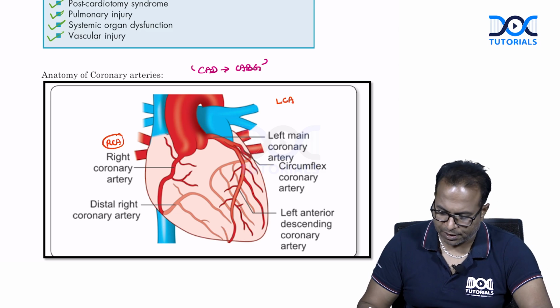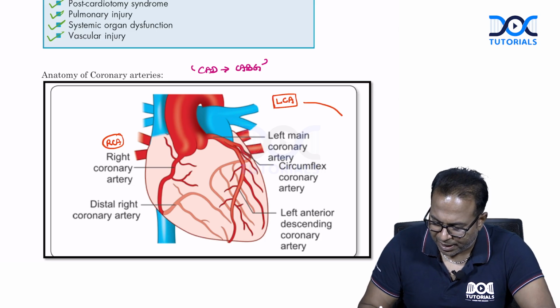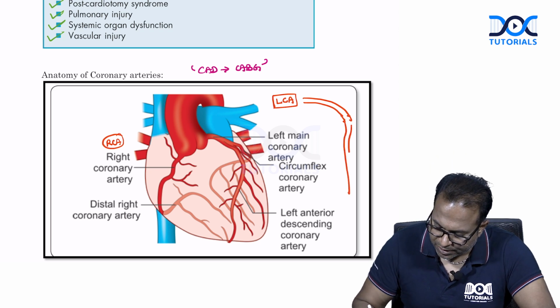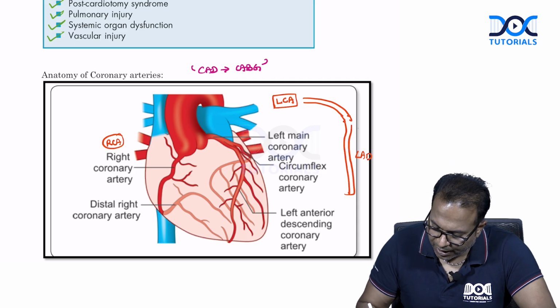Please understand the picture. The left coronary artery is a main vessel. Please understand that it is the main vessel for the entire myocardium. It divides into the left anterior descending, which descends anteriorly in the heart, and another vessel, the circumflex.